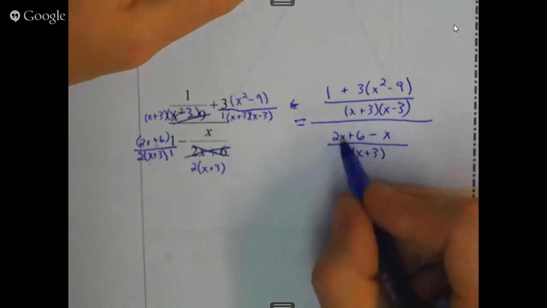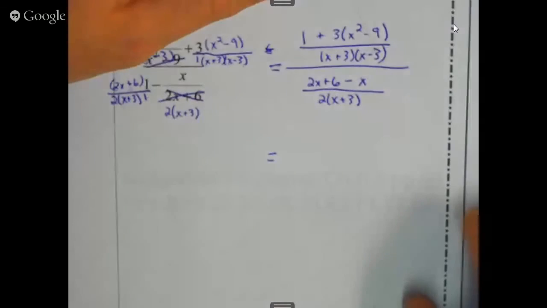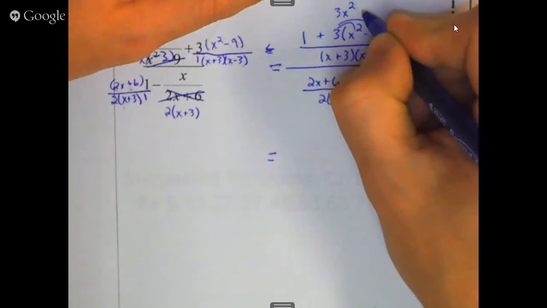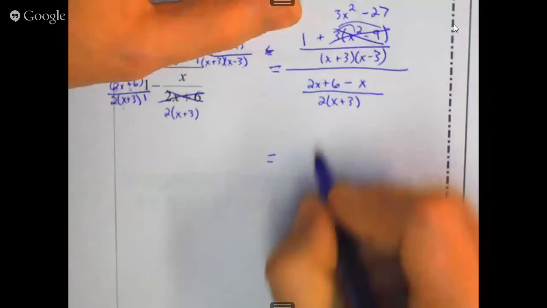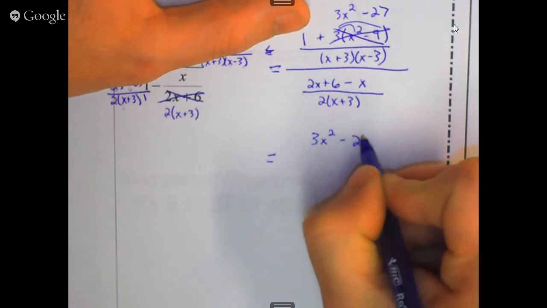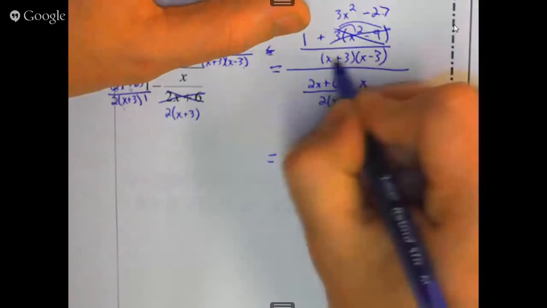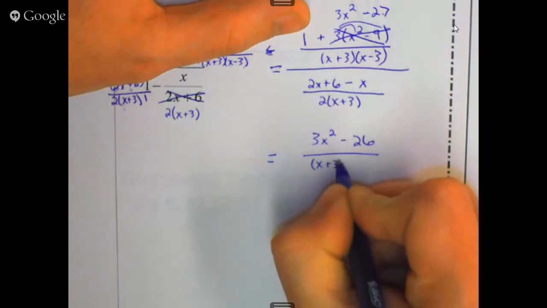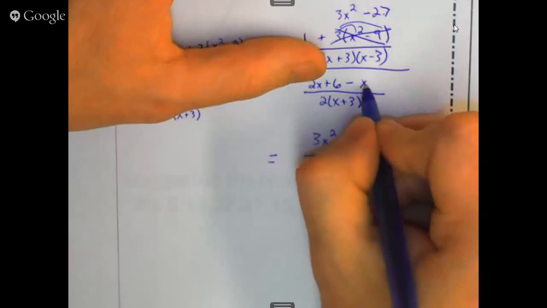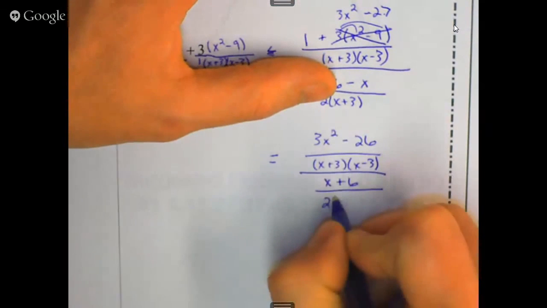Now, I need to go through and simplify some of these because I see I can combine like terms. So if I distribute this 3, I get 3x squared minus 27. So I have 3x squared minus, what, 26? 1 minus 27. I'm going to leave this one the same, x plus 3, x minus 3. We've got 2x minus x, so that's x plus 6 over 2x plus 3.